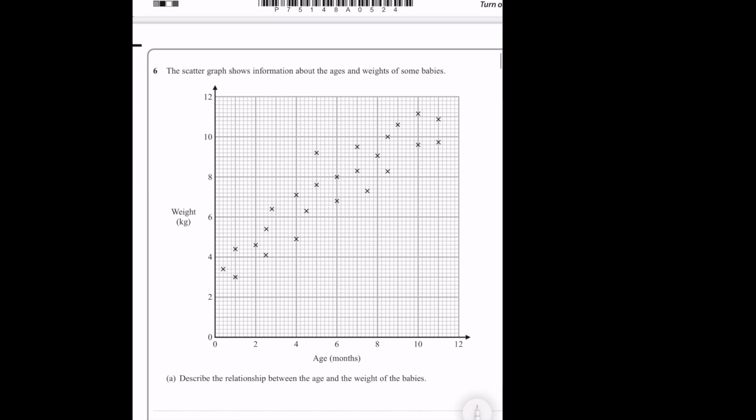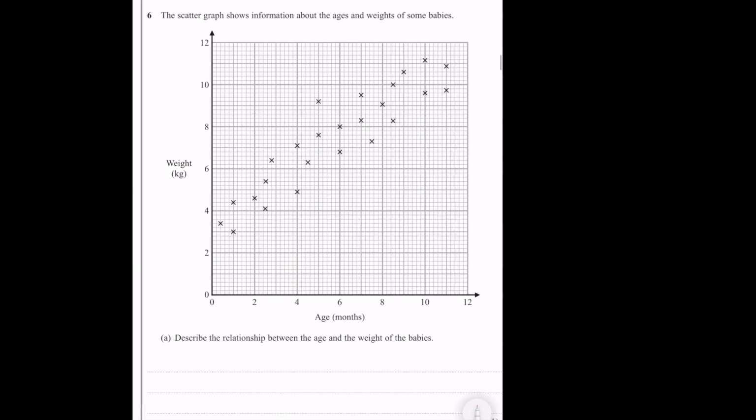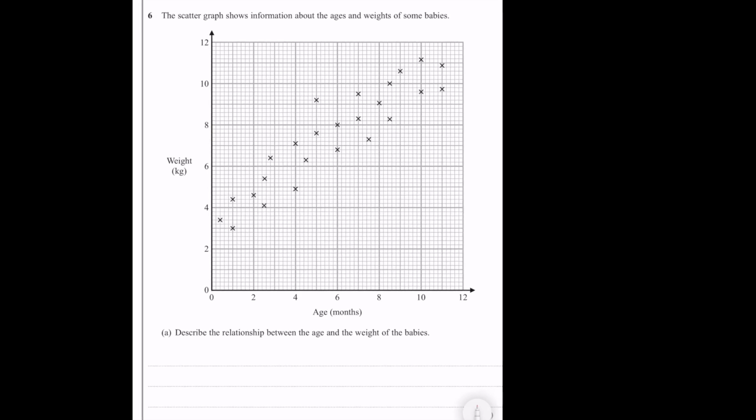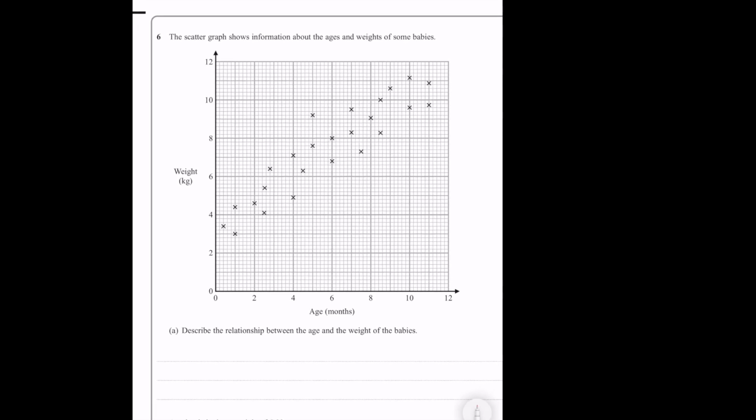Okay, so another statistical graph is the scatter graph, and it's also very common in GCSEs, Edexcel and AQA. First question. Describe the relationship between the age and the weight of the babies. So as you can see, it's a positive correlation. So the higher the age, the higher the weight.